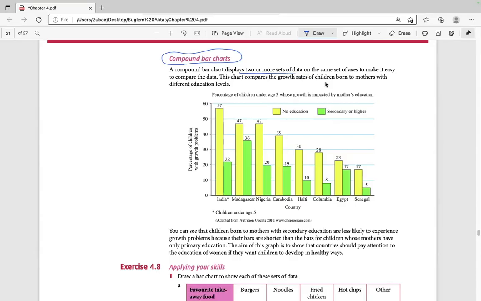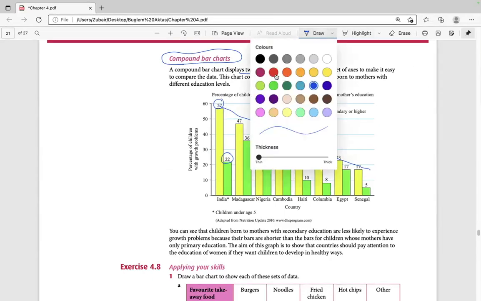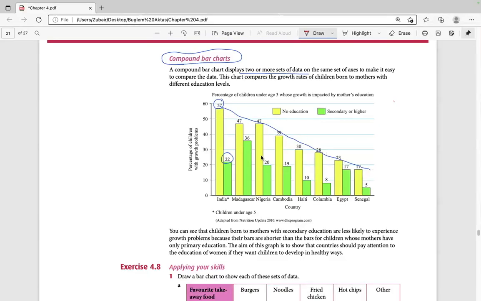This chart compares the growth rates of children born to mothers with different education levels. So no education, if there were mothers with no education were 57, then children born to them were 22. So what's actually happening? May I say the number of uneducated people is decreasing. That means more people are actually getting education. Secondly, may I say generally, as people are getting educated, the birth rate is also decreasing. A general trend.